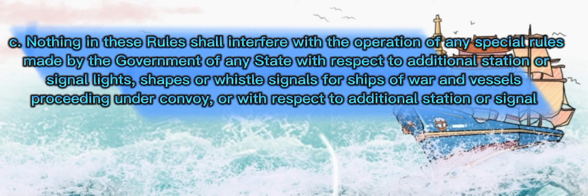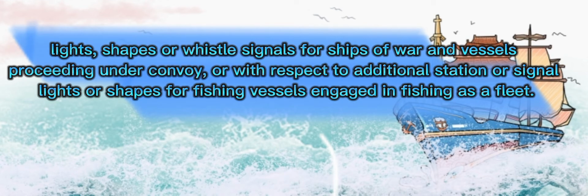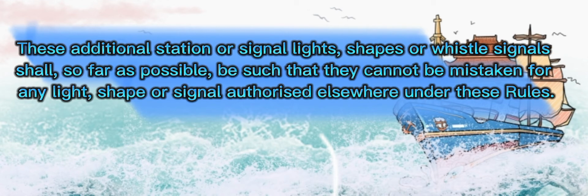C. Nothing in these rules shall interfere with the operation of any special rules made by the government of any state with respect to additional station or signal lights, shapes, or whistle signals for ships of war and vessels proceeding under convoy, or with respect to additional station or signal lights or shapes for fishing vessels engaged in fishing as a fleet. These additional station or signal lights, shapes, or whistle signals shall, so far as possible, be such that they cannot be mistaken for any light, shape, or signal authorized elsewhere under these rules.